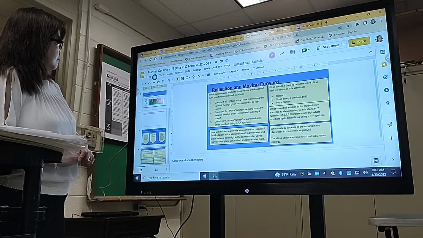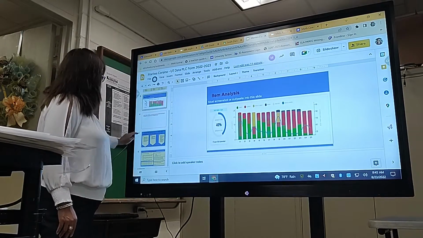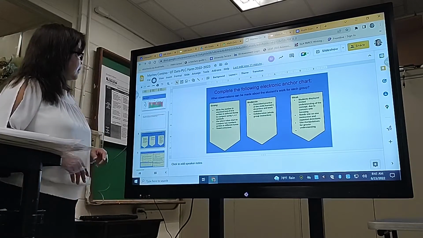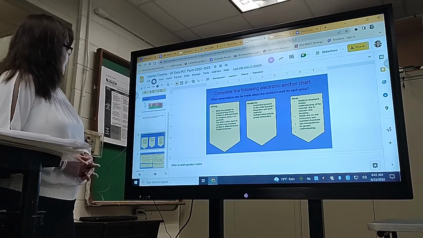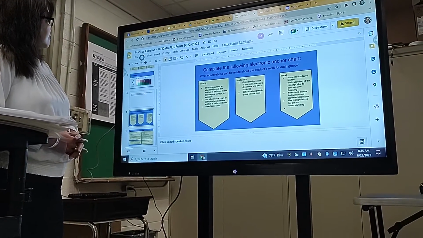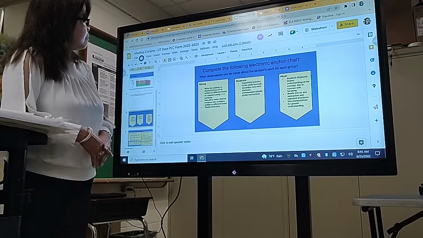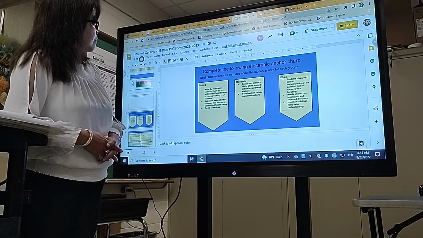Now, let's go back to your slide number 5. What I want us to do is, it says what observations can be made about the students' work from each group. Tell me, what did you notice about the students that had a weak performance? What was common among those students? What were they not able to do?